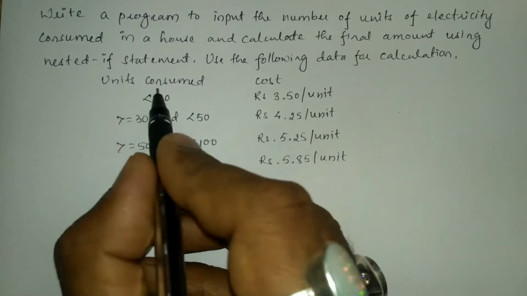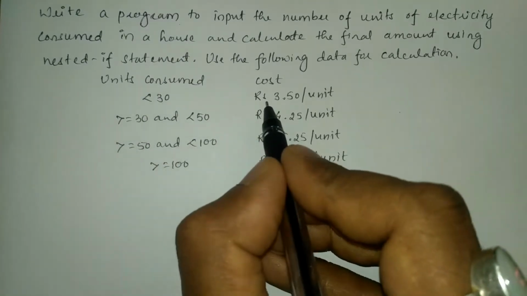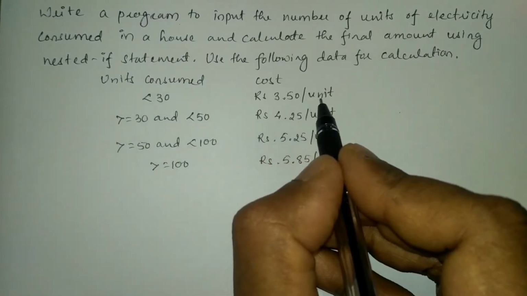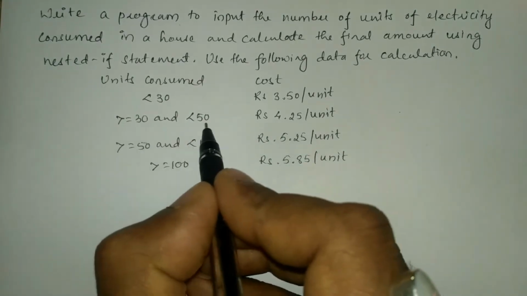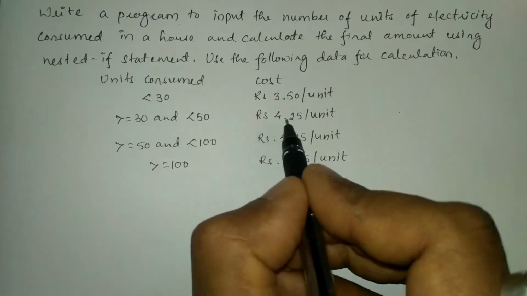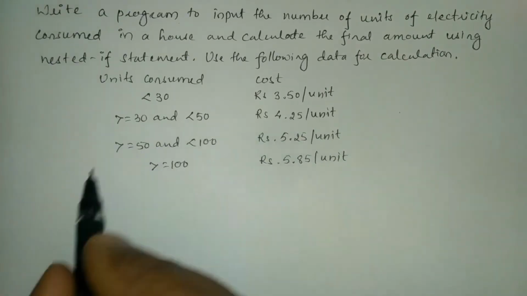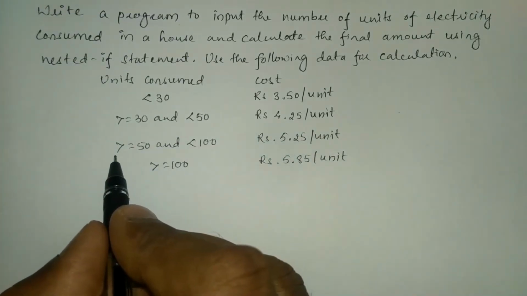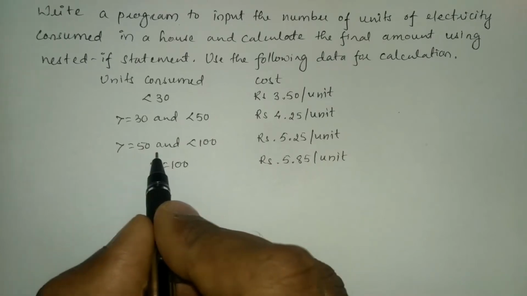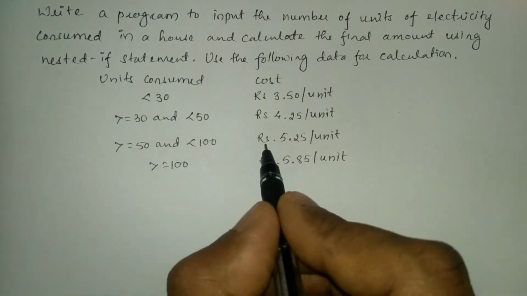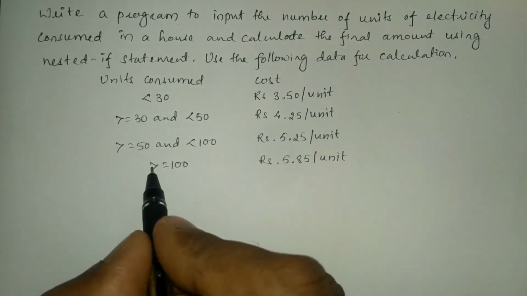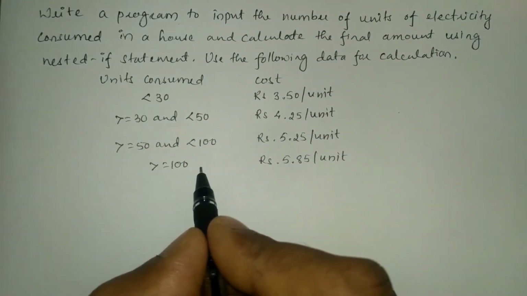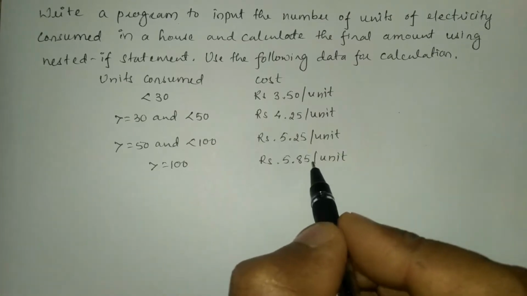If the units consumed is less than 30, then rupees 3.50 per unit has to be charged. If the units consumed is greater than or equal to 30 and less than 50, then rupees 4.25 per unit has to be charged. If the number of units consumed is greater than or equal to 50 and less than 100, then rupees 5.25 per unit has to be charged. If the number of units consumed is greater than or equal to 100, then rupees 5.85 per unit has to be charged.